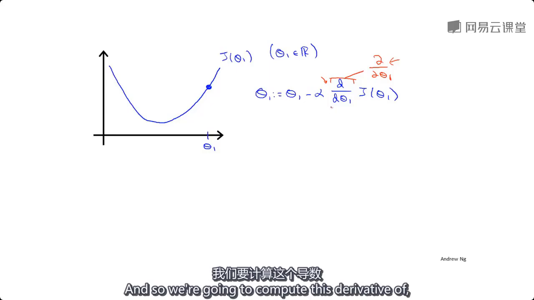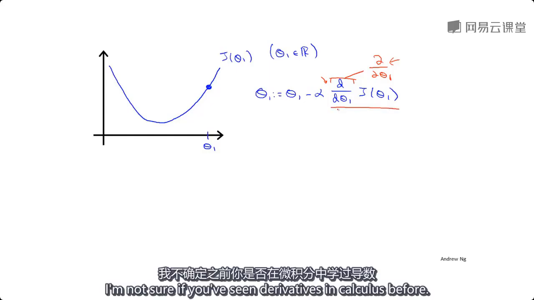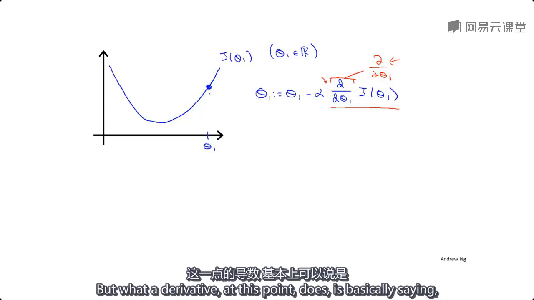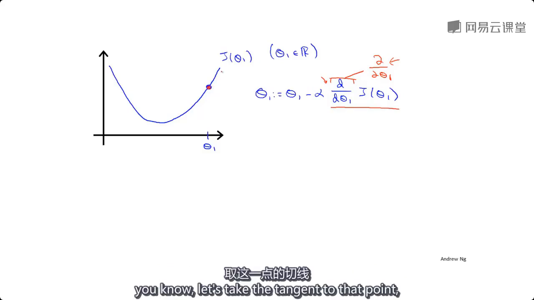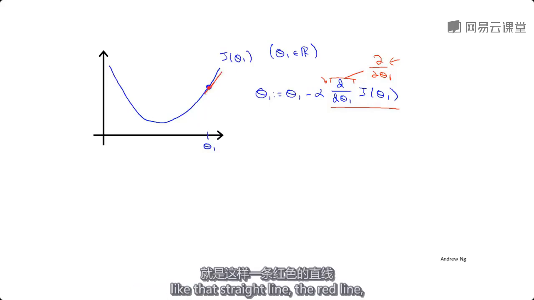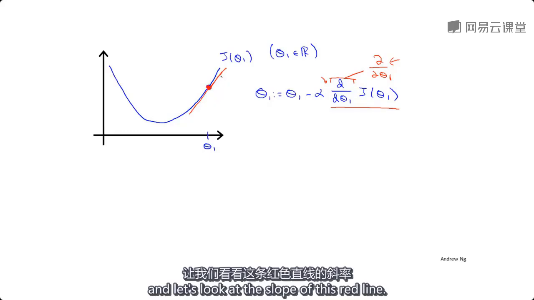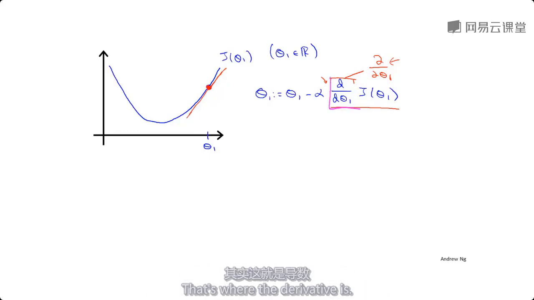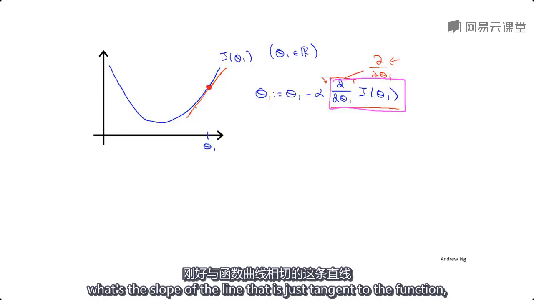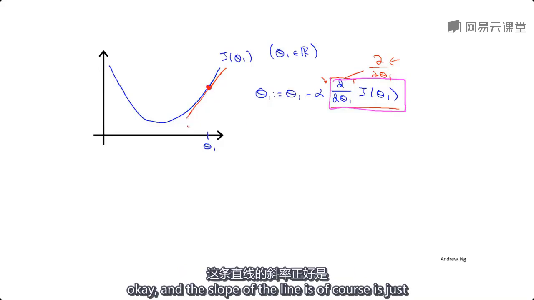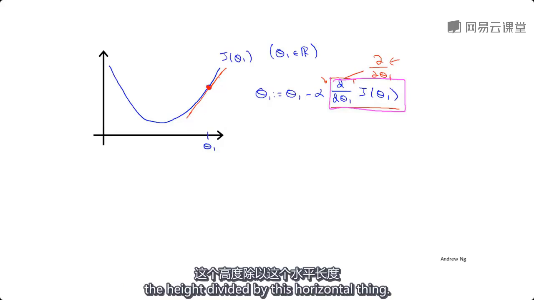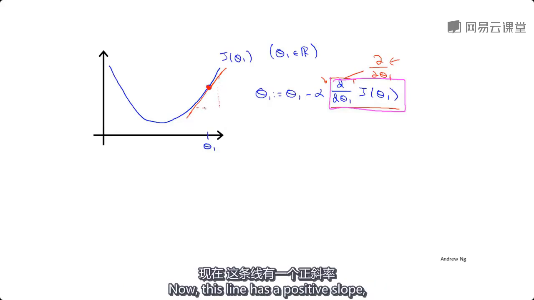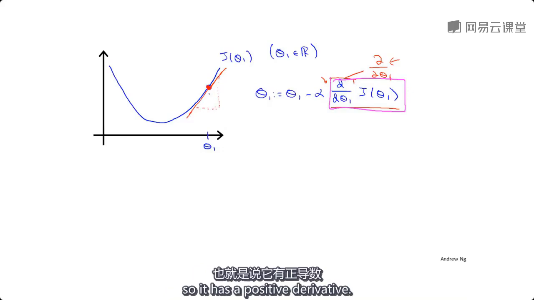So let's see what this equation will do. We're going to compute this derivative. I'm not sure if you've seen derivatives in calculus before, but what the derivative at this point does is basically say, let's take the tangent at that point, that straight line, that red line, that is just touching this function, and let's look at the slope of this red line. That's what the derivative is. It says, what's the slope of a line that is just tangent to the function? The slope of a line, of course, is just this height divided by this horizontal thing. Now, this line has a positive slope, so it has a positive derivative.